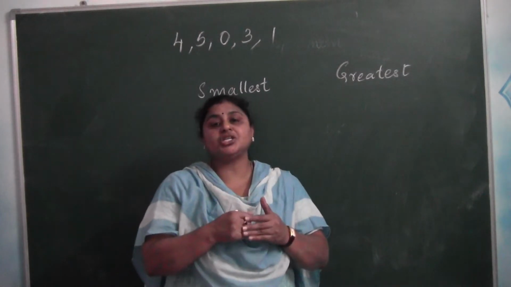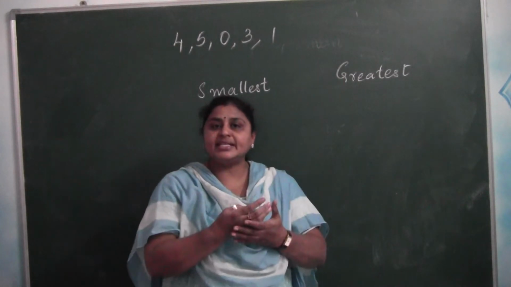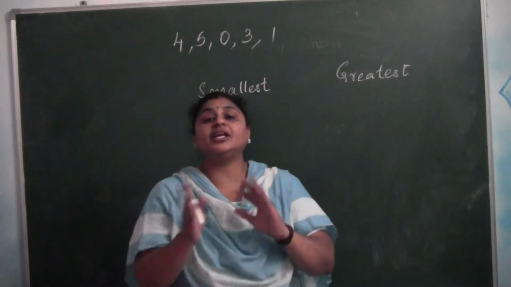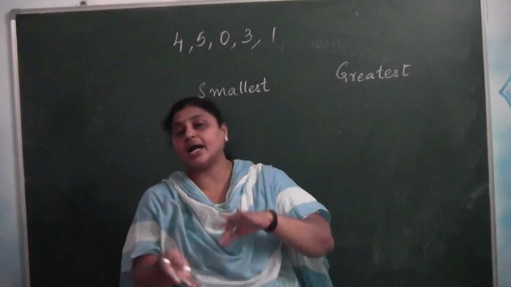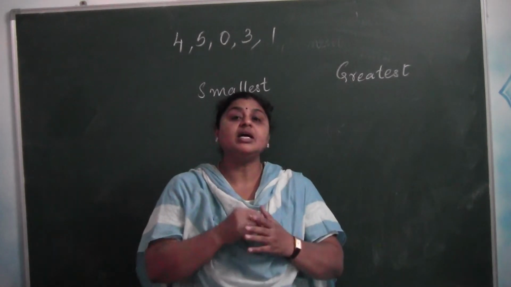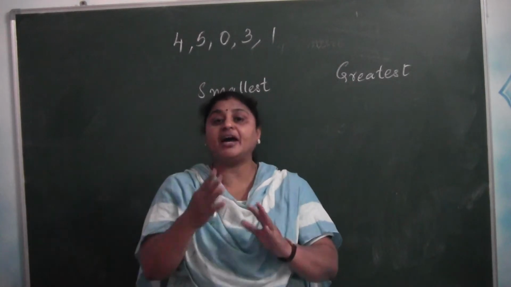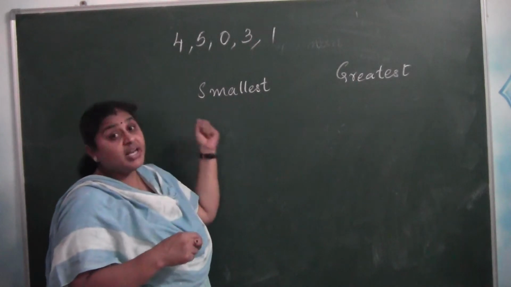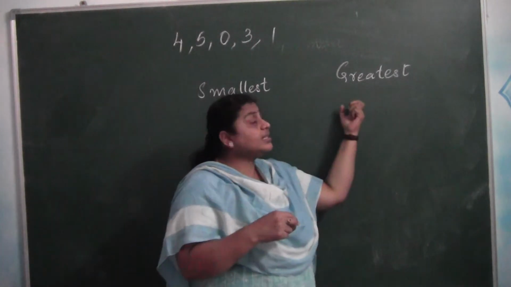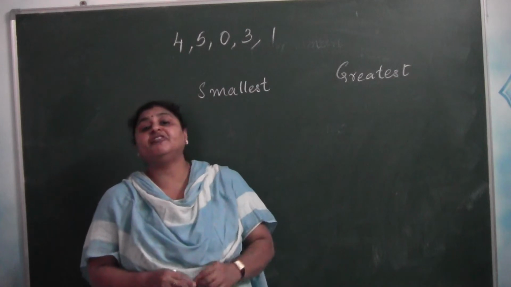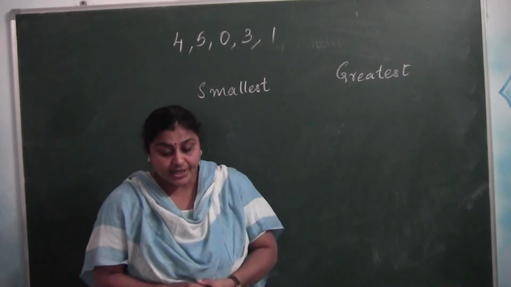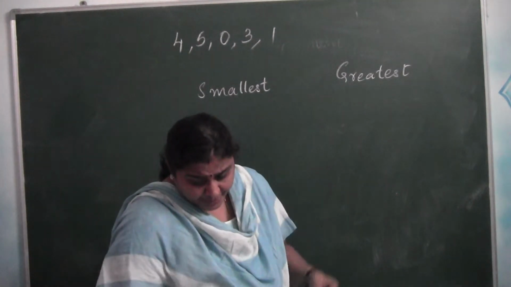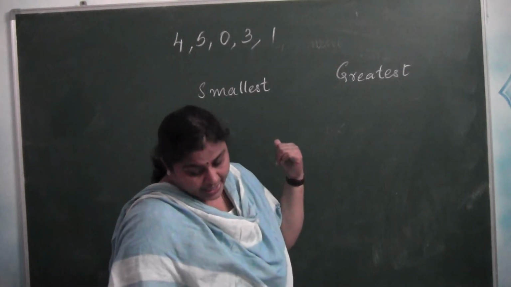There will be a few conditions given, like form a greatest number but place 0 in the thousands place or the hundreds place. So when such a condition is given, then you have to use that. But when we are writing the smallest number or the greatest number, we need to be very careful when we have a 0 in that. Alright children?